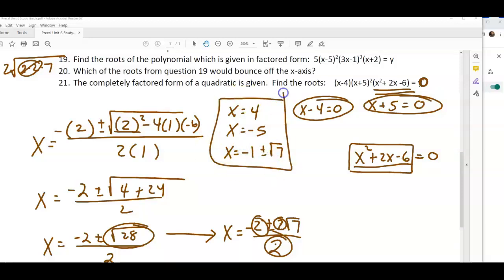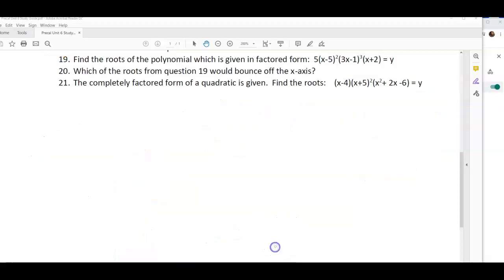There's actually 4 roots here. We have 4, -5, and then this is actually 2 answers. -1 plus the square root of 7, and also -1 minus the square root of 7. And so those are my roots. So the point of this exercise was to show you guys, well, if you get to a quadratic that can't be factored, the way you're going to solve it is with the quadratic formula.